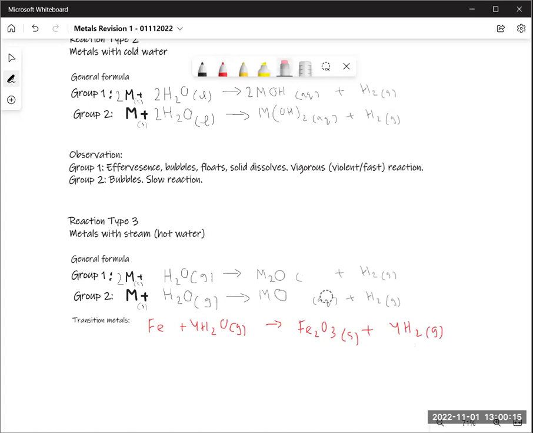Another thing, these are all solid. Isn't reaction 3 steam? It is steam. Now zinc reacts similarly. So just right over here, transition metal, zinc and iron, they react in the same way. So the same equation will be for zinc as well.